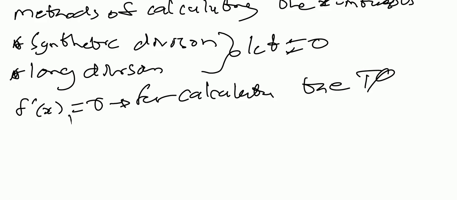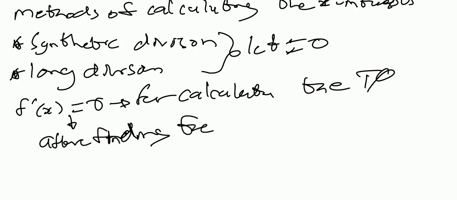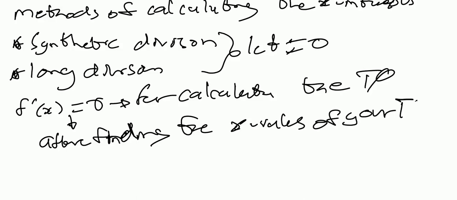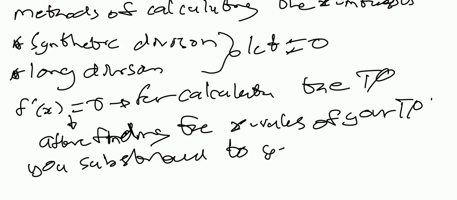Then after, what do you do? After finding the x values of your turning point, what do you do? For you to find the y values, you don't substitute them in your f prime x. No, that is incorrect. So you do what? You substitute them to your original equation, which is f of x.